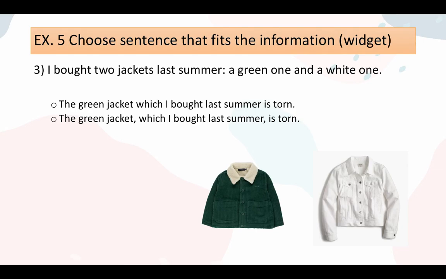Situation 3 is, I bought 2 jackets last summer, a green one and a white one. So we have a green and a white jacket, like for example you see in the picture. Do we need the extra information about when you bought it to know which green jacket is talked about? No, we don't, because we already see a difference. One is green and the other one is white. Therefore, we need again a non-defining relative clause.